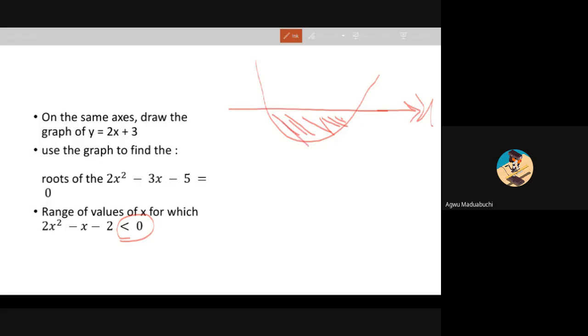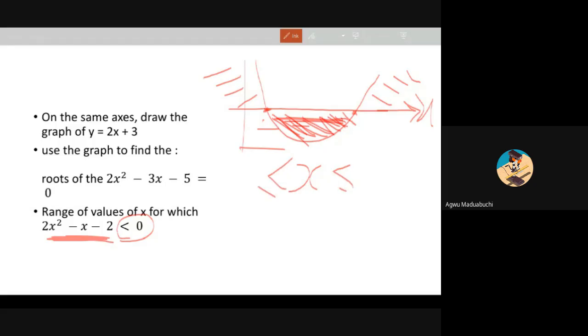If they say which part is above, the parts above are this part and this part. But what does that mean? Any number I pick between here, the y value will always be below. That's what they are asking. What x values, when I pick, will give y values below 0? That's what it means. So that means if I can get this point where it cuts my x-axis, and this point where it cuts my x-axis, then the x value should be between that range. Is this clear?